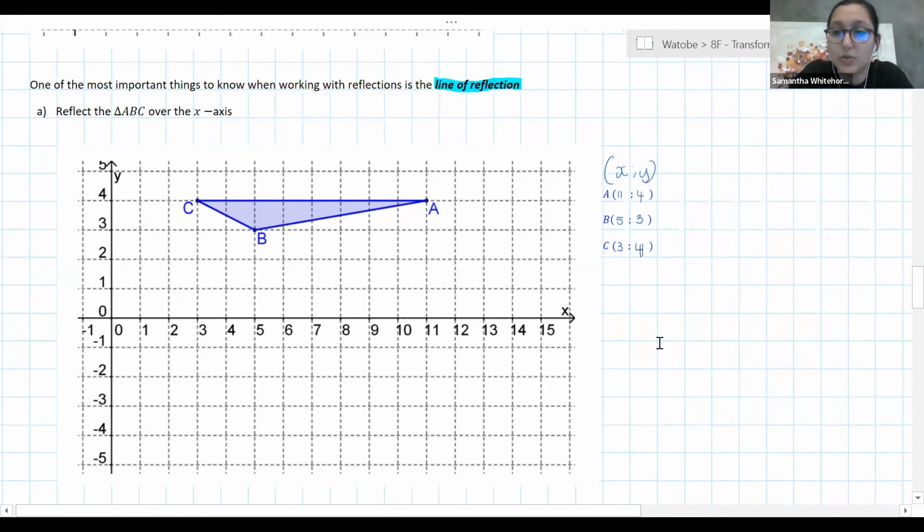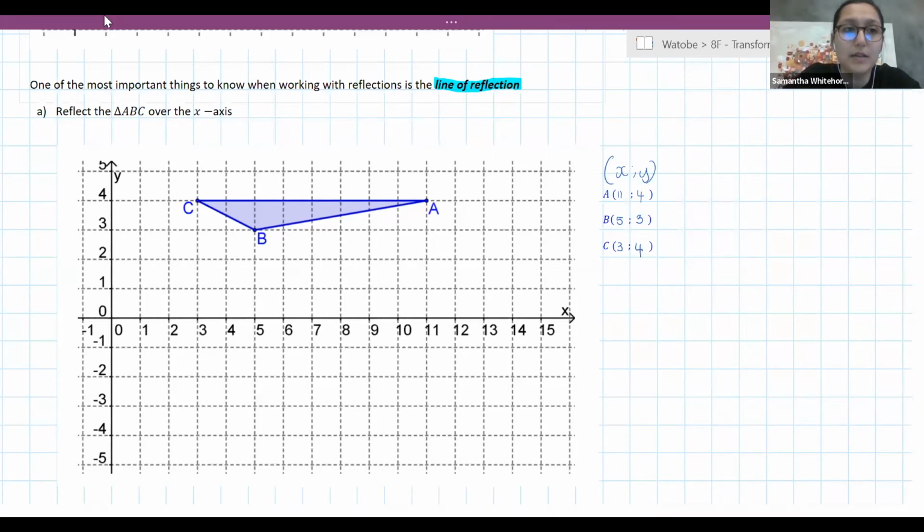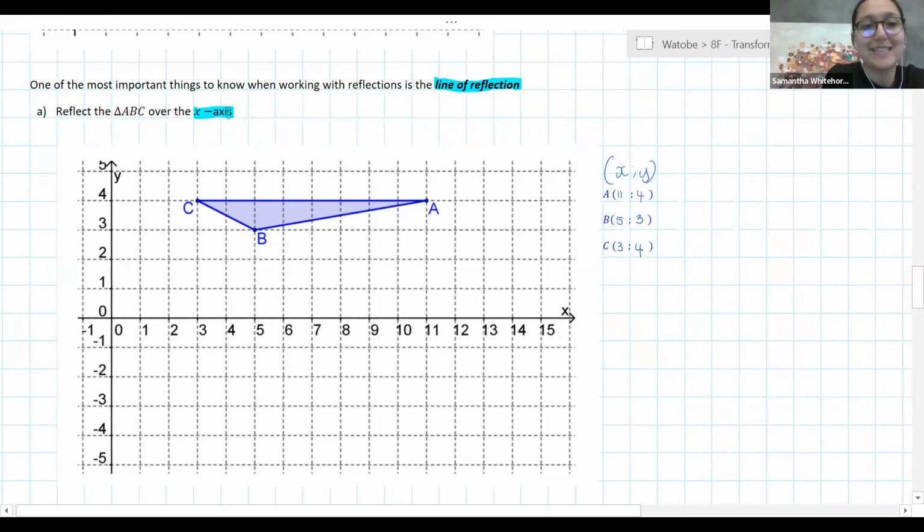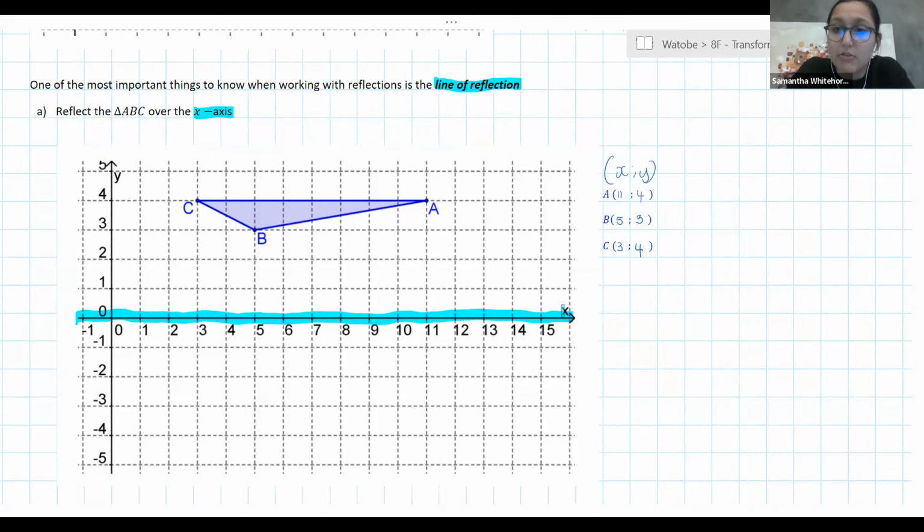So now we want to reflect it. It very specifically told me that I need to reflect this triangle over the x-axis. So I need to identify where my x-axis is. Remember, it's the horizontal axis. And that's going to be my line that acts as a mirror. Now, obviously, it would be really cool if we could just put a mirror there and see where the reflection ends up. But we can't. We now need to figure out what happens.